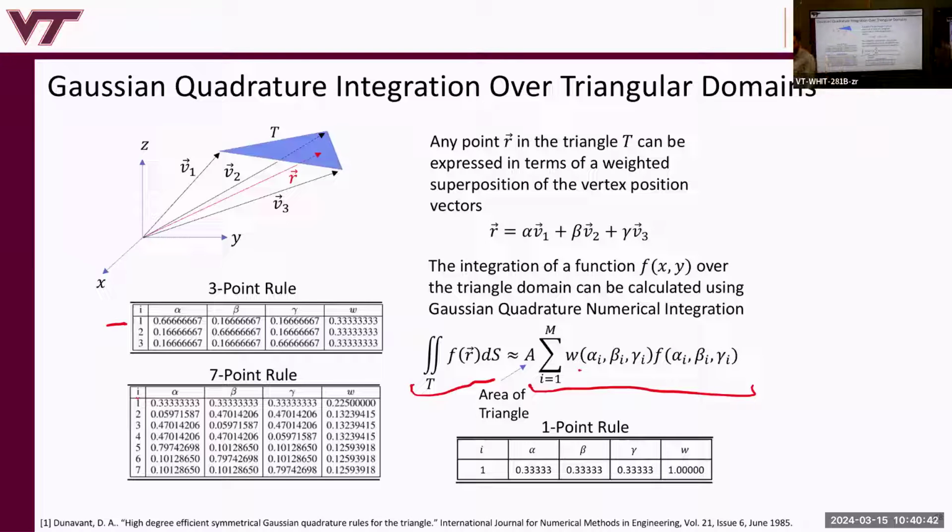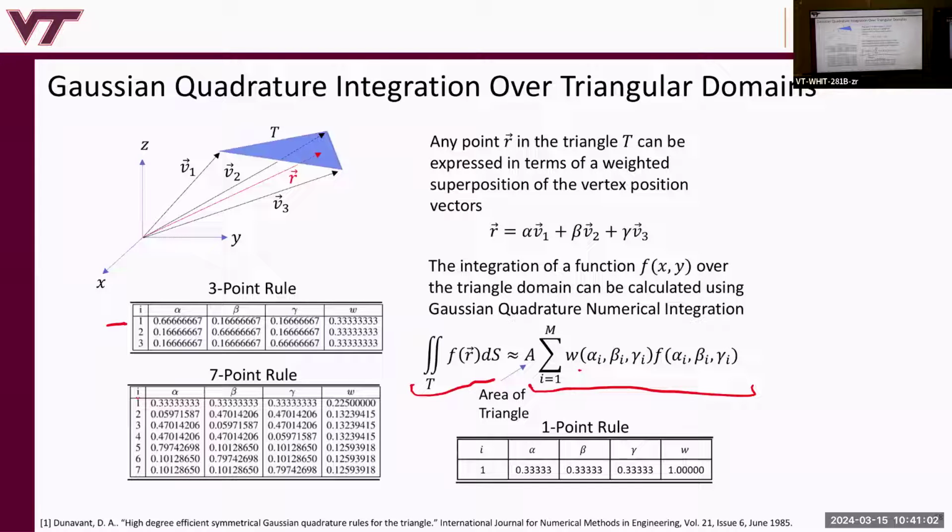So we evaluate the function itself at the center of the triangle using this alpha, beta, gamma, and these 3 vertex vectors. And then we multiply that by the weight, which is 1, right? So it's basically just an evaluation of the function at the center of the triangle. A 3-point rule, on the other hand, we have 3 points.